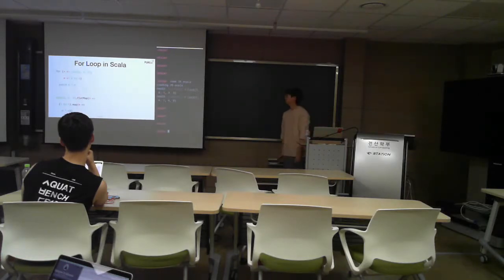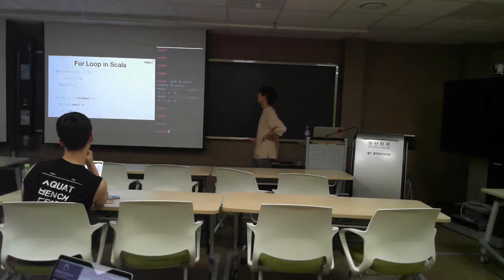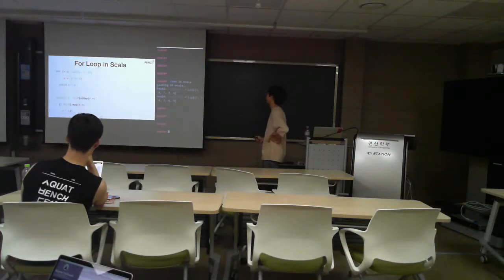And like this, n iterates over this one, and m iterates over 1 to n, and every value of m squared will be yielded and stored in some collection. So it's not 1, 1, 2, 1, 2, 3, it was 1, 1, 4, 1, 4, 9, because here it is.